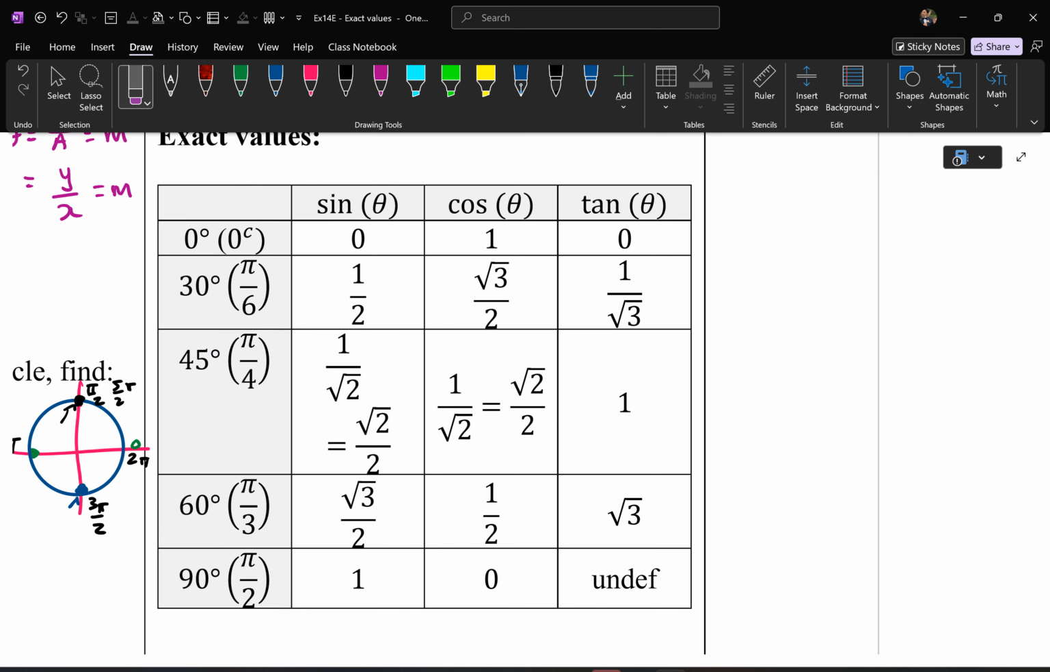So you need to remember all these values here. If I asked you, what is sine of 30 degrees? You should be able to tell me half. Sine of 45 is 1 on root 2 or root 2 on 2. Sine of 60 is root 3 on 2. You have to memorize all of these.